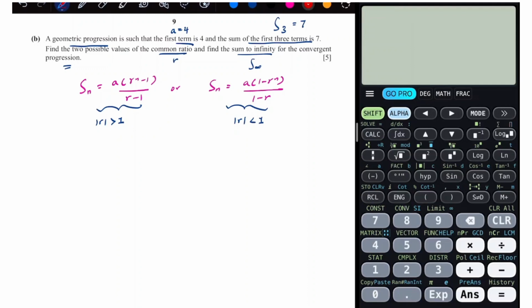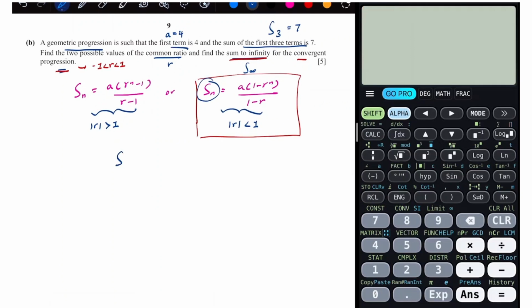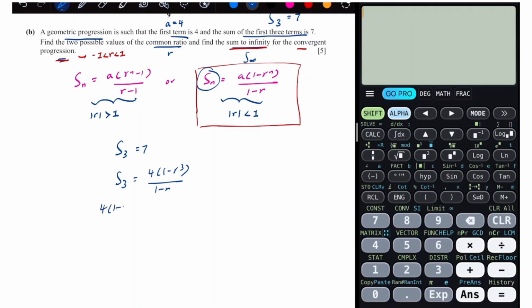Since we are definitely going to find the sum to infinity, and there's a converging progression coming up which has the condition negative 1 less than R less than 1, there's a chance that our R might be smaller than 1, so we have to use the second formula here. As the sum to the third term is 7, the formula is given by 4(1 minus R cubed) over (1 minus R), I guess we'll be dealing with a polynomial right here, is equal to 7.